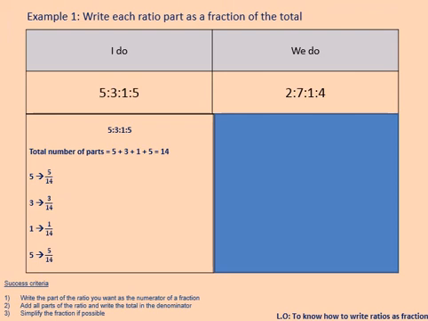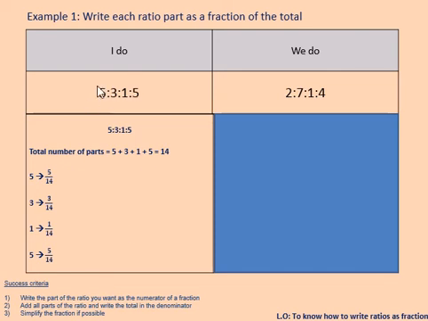Okay, so for example 1, the I do and we do, it says write each ratio part as a fraction of the total. And you'll see in the I do we've got this ratio here, it's 5 to 3 to 1 to 5. If you read the success criteria at the bottom, this will break down the steps. The first step is to write the part of the ratio you want as the numerator of the fraction.